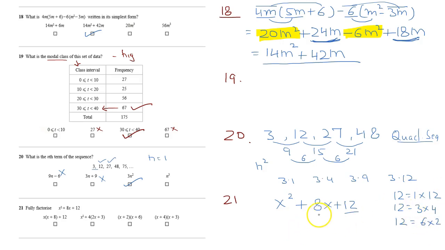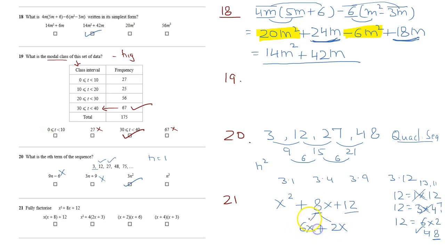Now which 2 gives us 8? If we add or subtract, 12 and 1 is 13 and 12 minus 1 is 11. So this one is not, because this is 8 here. 3 plus 4 is 7, 4 minus 3 is 1. This is also not. 6 minus 2 is 4 and 6 plus 2 is 8. Yes, this is giving us 8. So instead of 8 we write 6 and 2 because this is x.